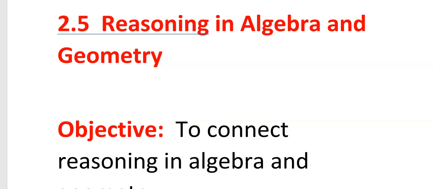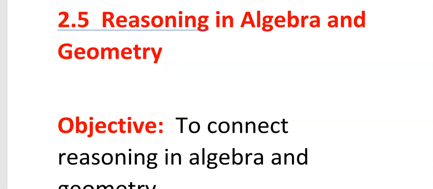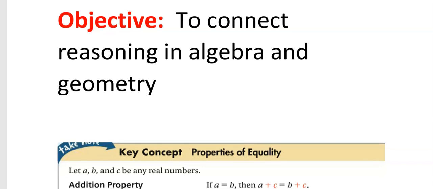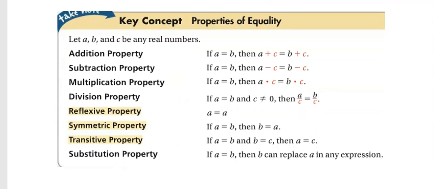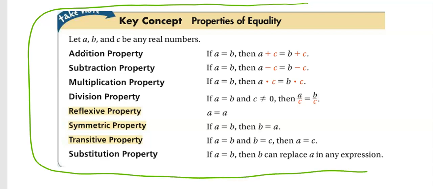Section 2.5, Reasoning in Algebra and Geometry. What we're going to try to do is connect reasoning and algebra and geometry together. These are the properties on page 113 that I wanted you to copy. You can have the entire table if you want to. Both sides, so you can do this whole entire thing.